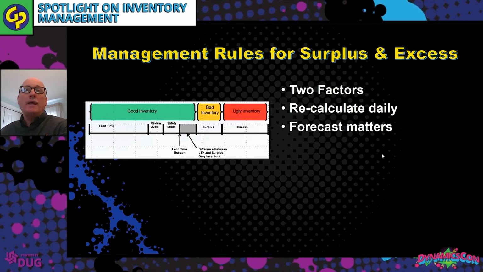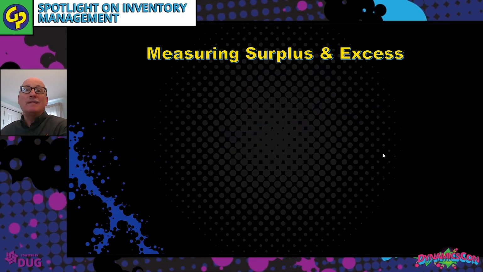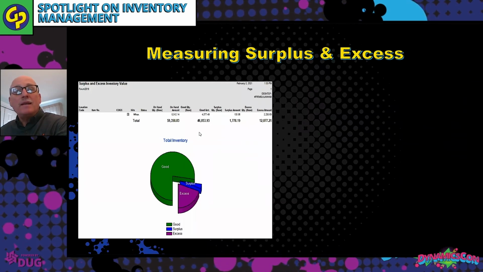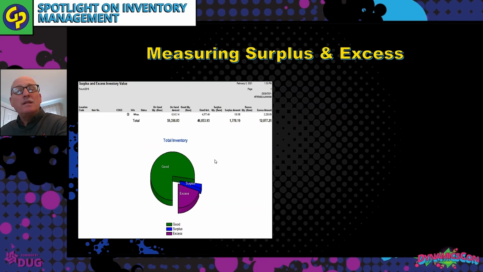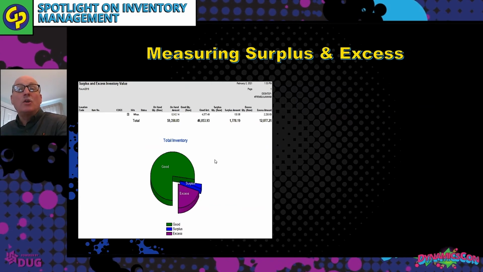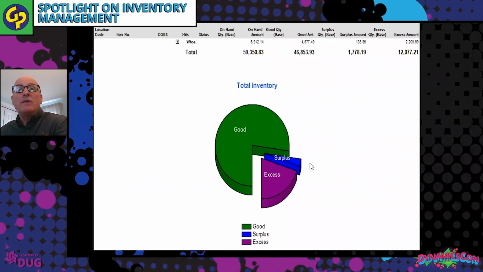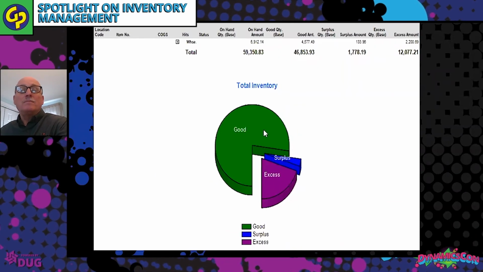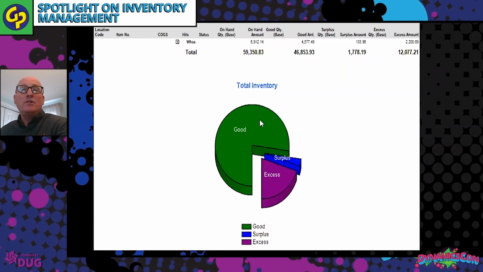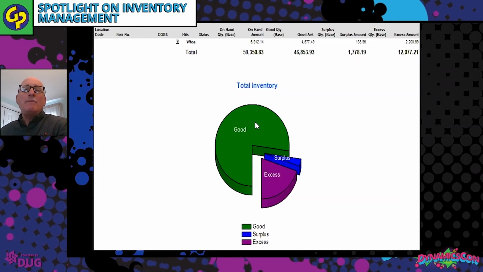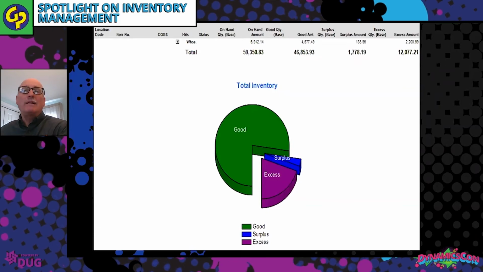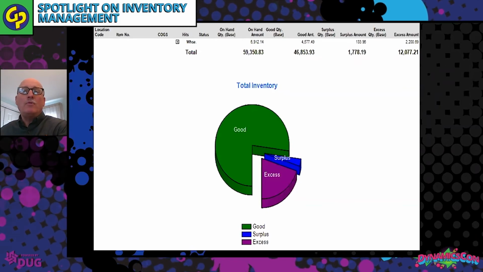So what would we do with that? We'd want a management report that says, here's what our surplus is. And doing it with a graph like this, here's a pie chart that says, here's what our total inventory is. Here's the good, here's the surplus inventory, and here's our excess. And by looking at that, it becomes visible, right? So we can manage it, we can measure it. And we want to make sure that if we look at it every month, that number's going in the right direction. So that's a really good, helpful tool.